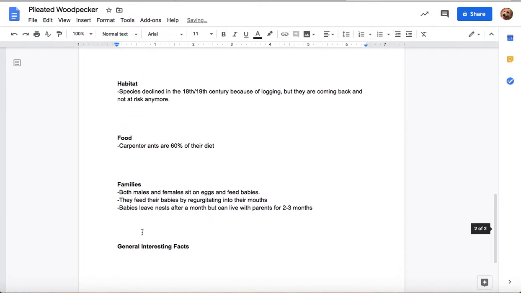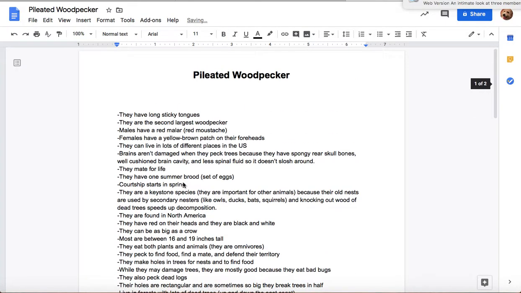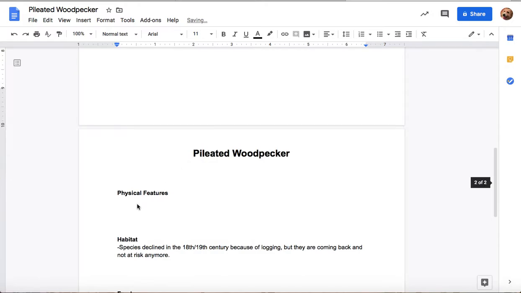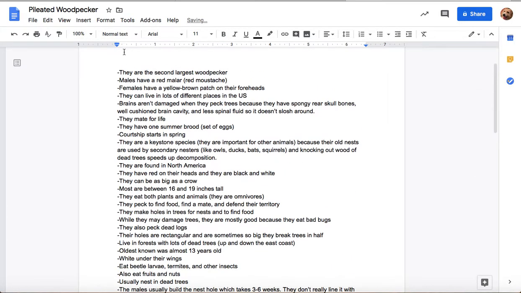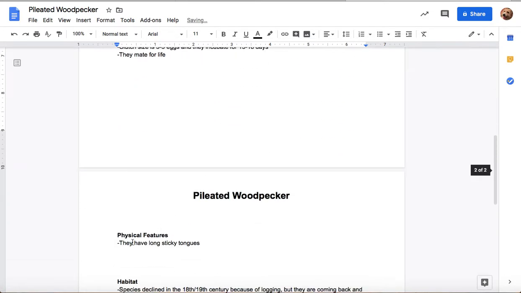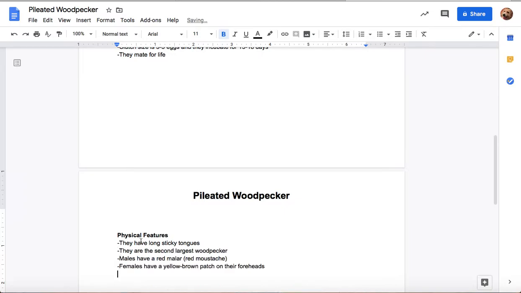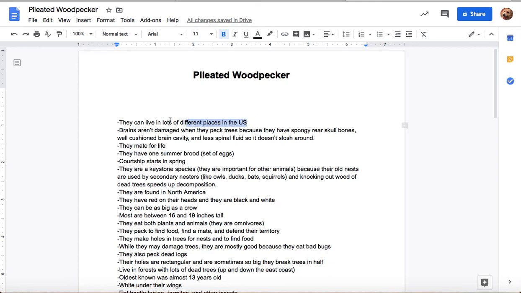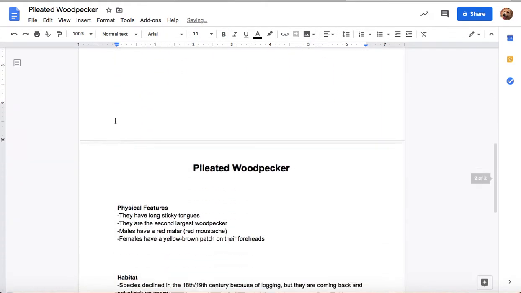That's kind of an interesting fact. I'm just going to put that here. If you have a topic that doesn't really fit in any of the category, you might just need one that's like general facts. They have long, sticky tongues. That's going to be physical feature. They're the second largest woodpecker. Oh, actually, all 3 of these are going to be physical features. So I'm going to go ahead and copy and paste them down here, or cut and paste down there. They can live in lots of different places in the U.S. That's going to be habitat.